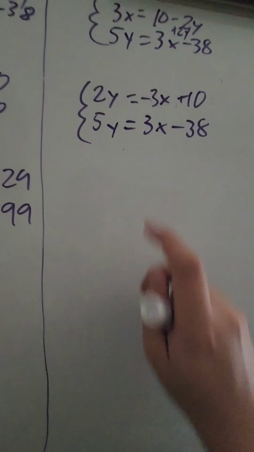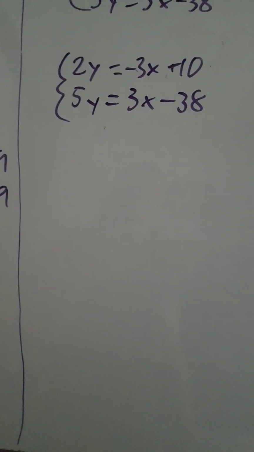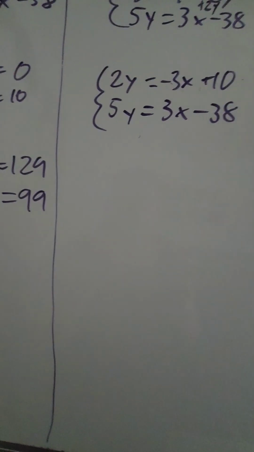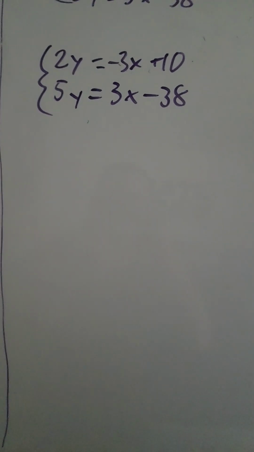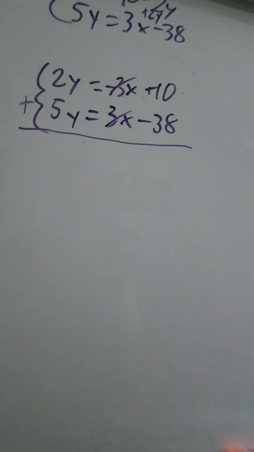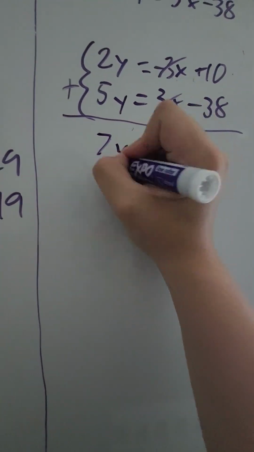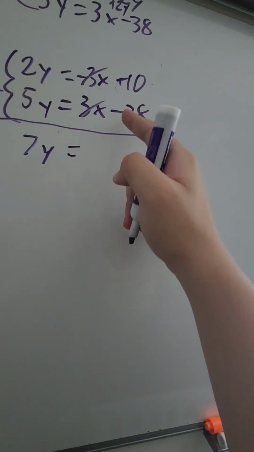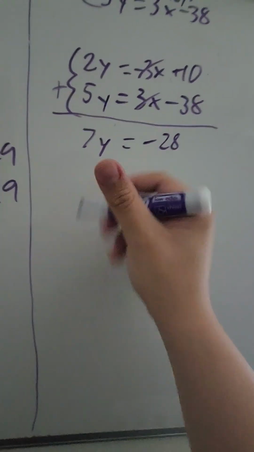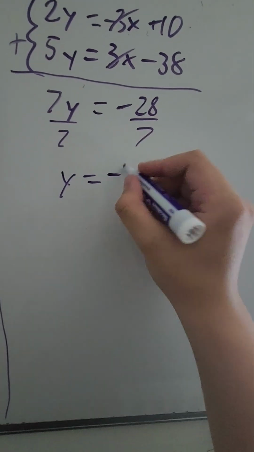Now it's in that format that will make it easier for us. And wait a minute, we have a negative 3x here and a 3x there. We can solve this by using elimination. I don't know if you guys were taught that or not, but if you add these 2 equations up, the 3x and the negative 3x will cancel each other. Then you're just left with 7y, and this is going to be negative 28. To solve for y, you divide by 7. So y is equal to negative 4.